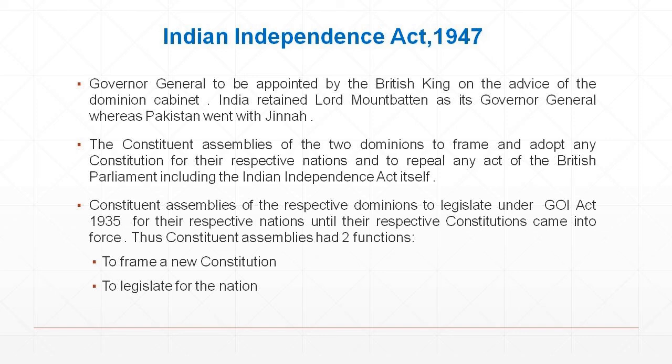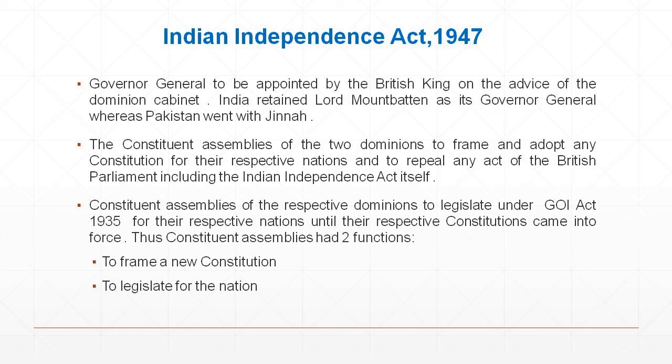So, when the constituent assemblies of these two countries meet, they call them dominions till then, because until this particular act is passed, the countries wouldn't be in existence. So these two dominions are still a part of the Commonwealth, and that is why the word dominion is used and not countries. When these constituent assemblies meet separately, of course, they would frame their constitution for their respective nation, and they can repeal any act of the British Parliament which until then would apply to their respective nations, including the present Independence Act itself.